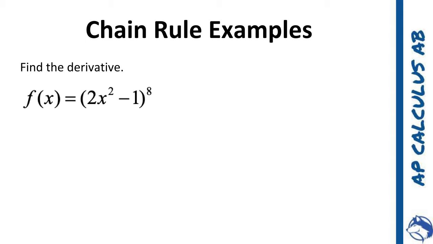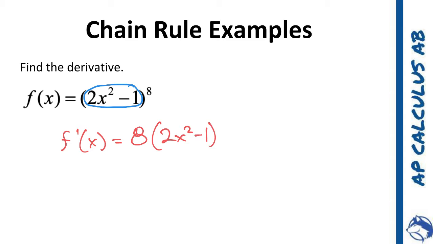So I'm going to find the derivative of this one here. What I'm going to do is I like to just circle this chunk as the inner, and I know that I'm going to do the outer first. So f prime of x is equal to 8 times that 2x squared minus 1. I'm leaving the baby inside, and I raise it to the 7th power. What I then have to do is multiply by the derivative of the inside.